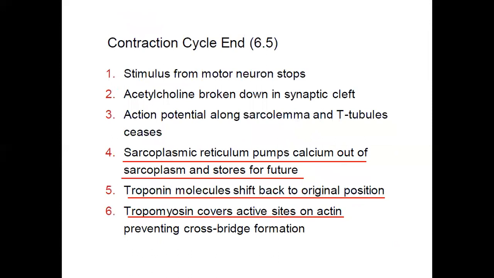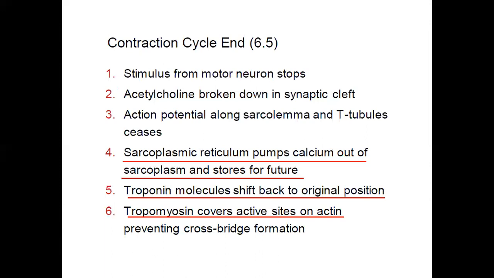When the contraction cycle ends, there's a couple of really important events that occur. The stimulus from the motor neuron, so that release of acetylcholine, stops. And acetylcholine gets broken down by acetylcholinesterase, that enzyme that breaks down acetylcholine in the space in the neuromuscular junction, that synaptic cleft, which means the action potential on the muscle cell membrane, the sarcolemma, stops. And the sarcoplasmic reticulum, the storage depot for calcium, actually has a pump on it that can pump the calcium that was once released back up into it. And if calcium is being pumped back into the sarcoplasmic reticulum, it's no longer available to initiate contraction.